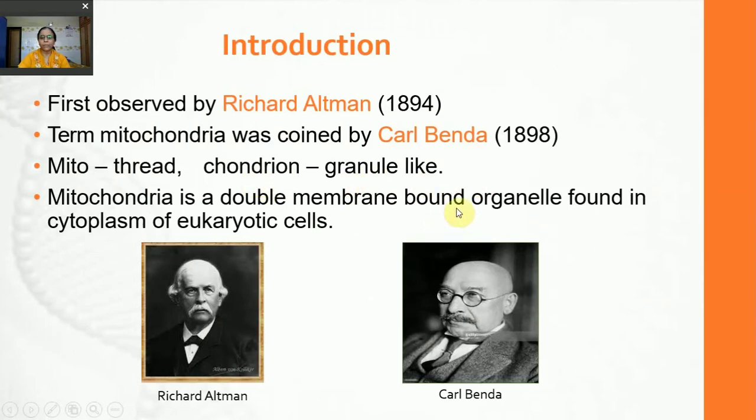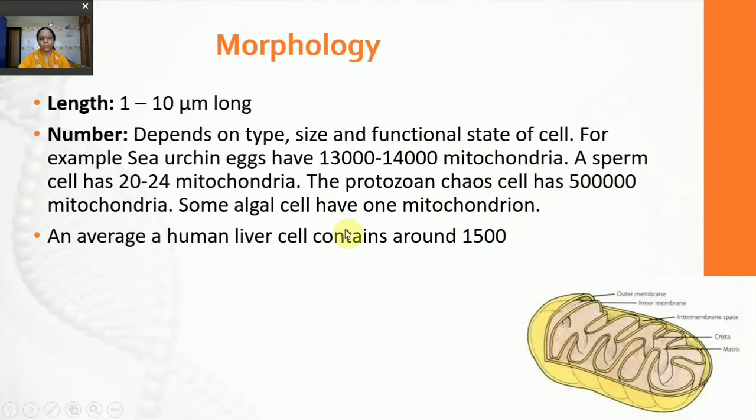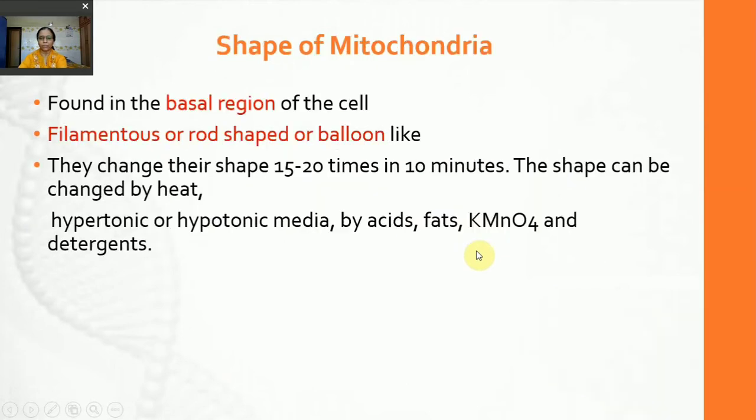It is a double membrane bound organelle found in the cytoplasm of eukaryotic cells. It is 1 to 10 microns long and the number depends on the type, size and functional state of the cell. A protozoan Chaos cell has the highest number of mitochondria, that is 5 lakh mitochondria per cell. An average human liver cell has around 1500 mitochondria per cell. As I told you, it is found in the basal region of the cell.